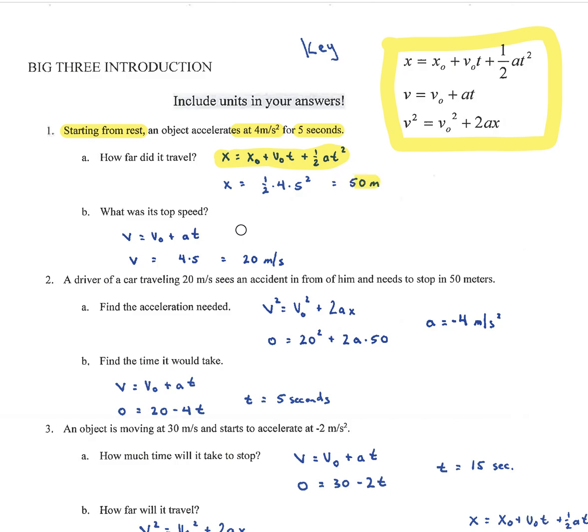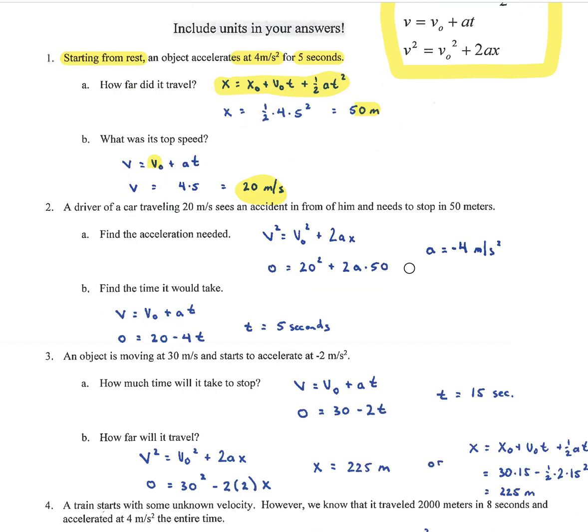What was my top speed? Well, I am accelerating the entire time, and I started at rest, so I'm using the velocity equation, right? Second equation, standard. V naught is equal to 0, and I simply take the acceleration of 4 and multiply by 5, right? 4 meters per second squared for 5 seconds is increasing my velocity by 4 meters per second every second for 5 seconds. I thus increased my velocity by 20, and since I started at 0, my top speed must be 20.